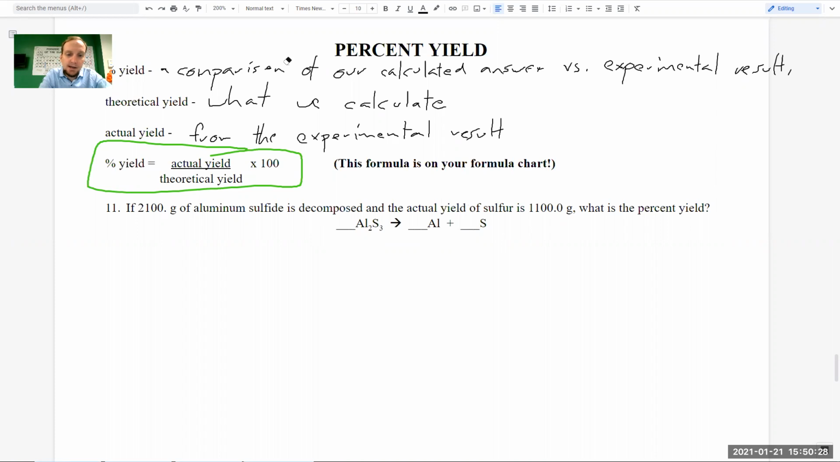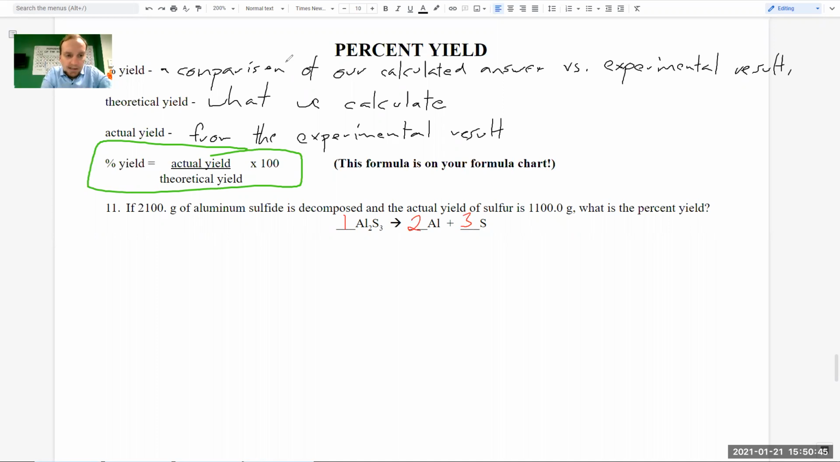Okay, so let's go ahead and look at number 11. Let's see if we can solve this problem and figure out the percent yield. First thing I'm going to do is balance this equation. For every one of these, I'm going to need 2 aluminums and 3 sulfurs. Man, I wish every balancing was that easy, right?